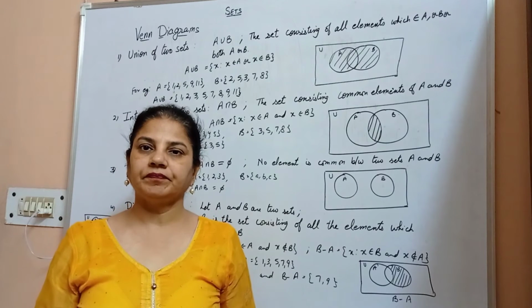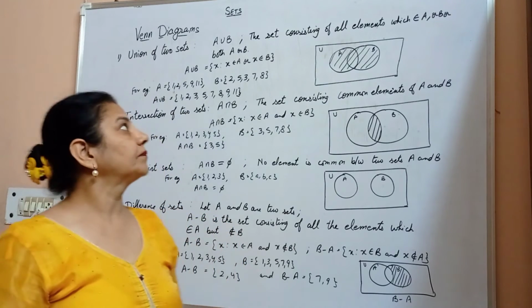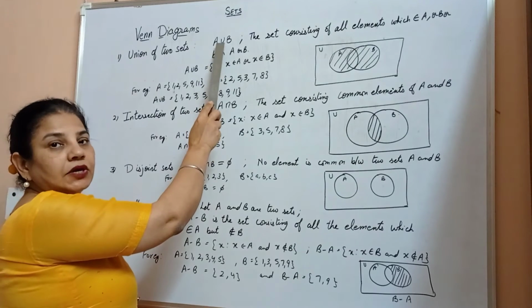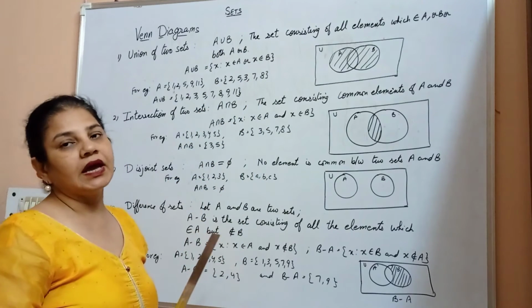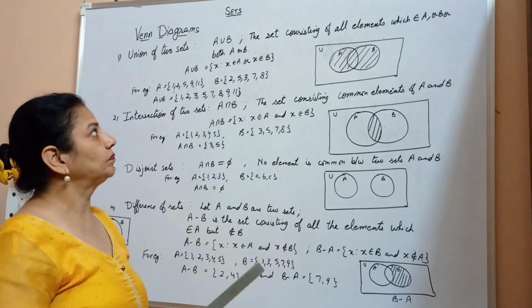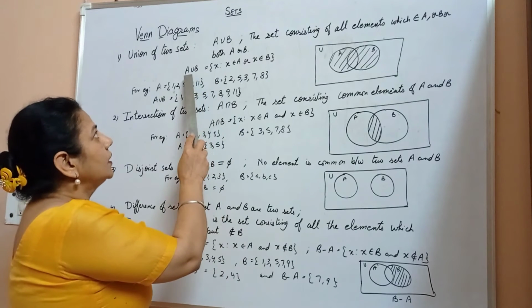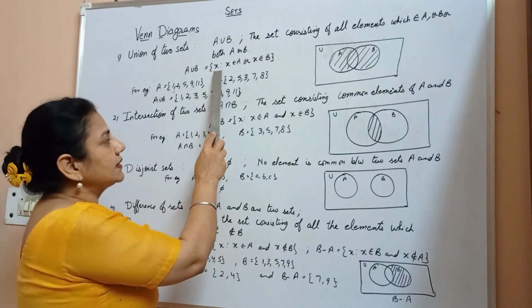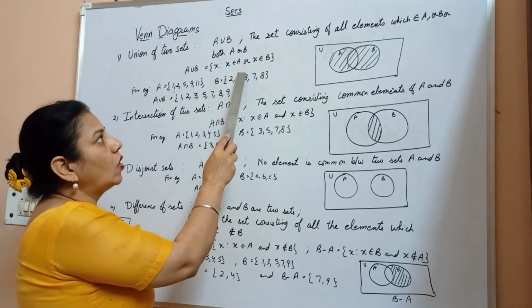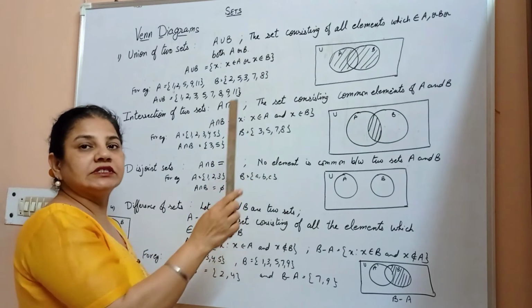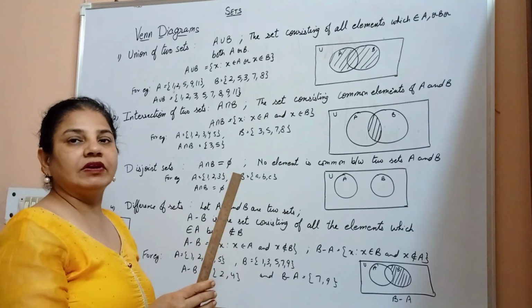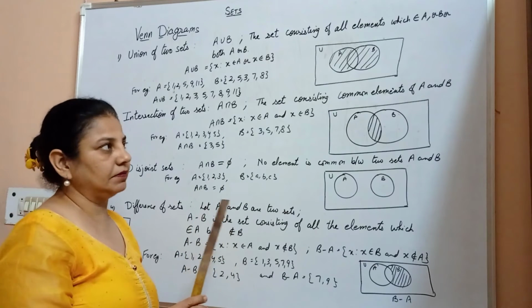Sets, Venn diagram. Union of two sets. A union B is the set containing all the elements of set A and/or set B, or both. A union B is equal to {x such that x belongs to A or x belongs to B}. That means the element which is in A as well as in B will be considered in the union of A and B.